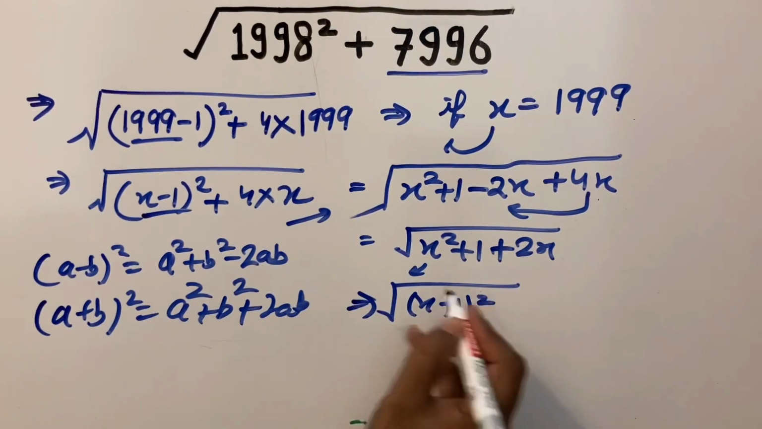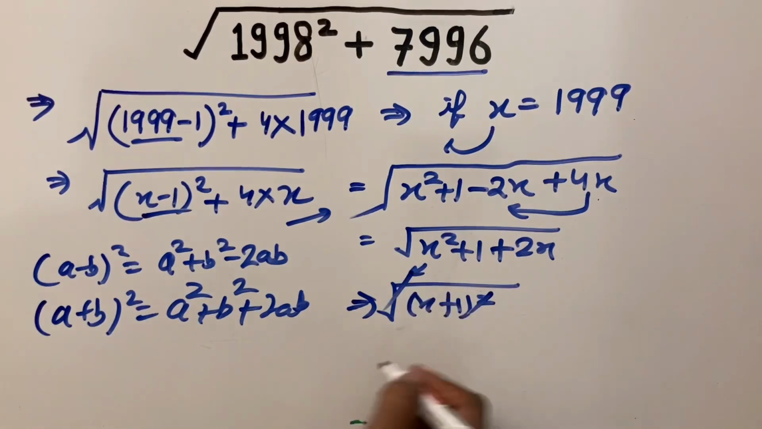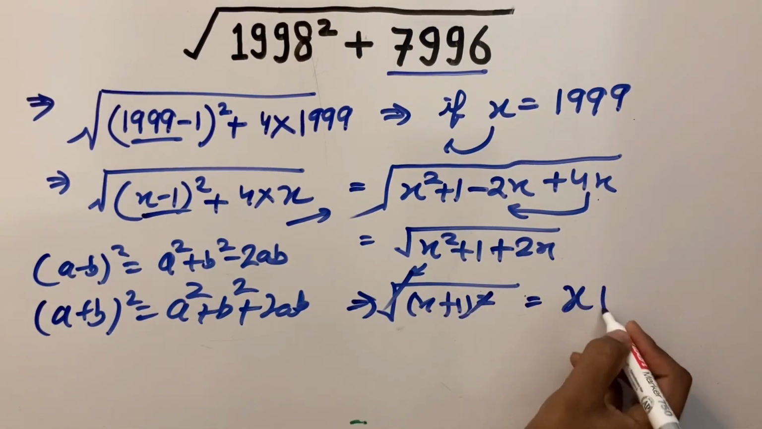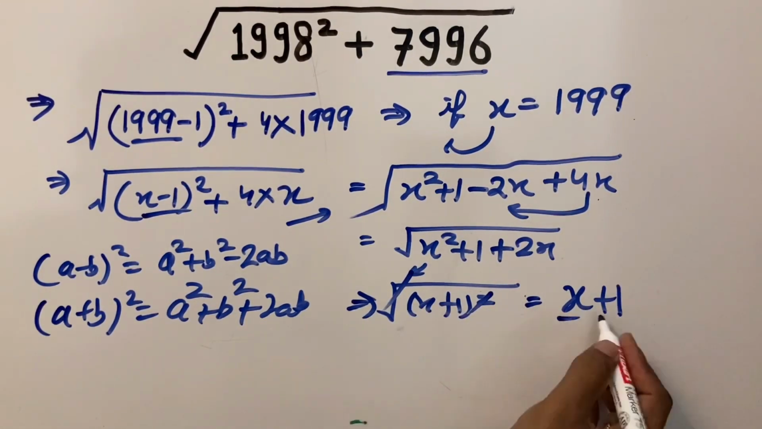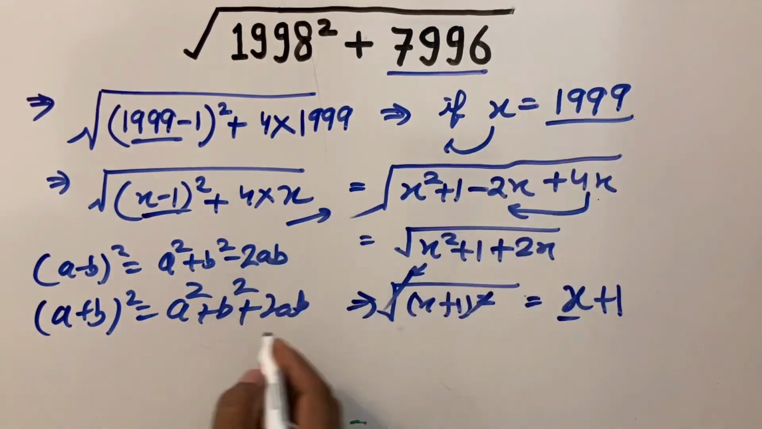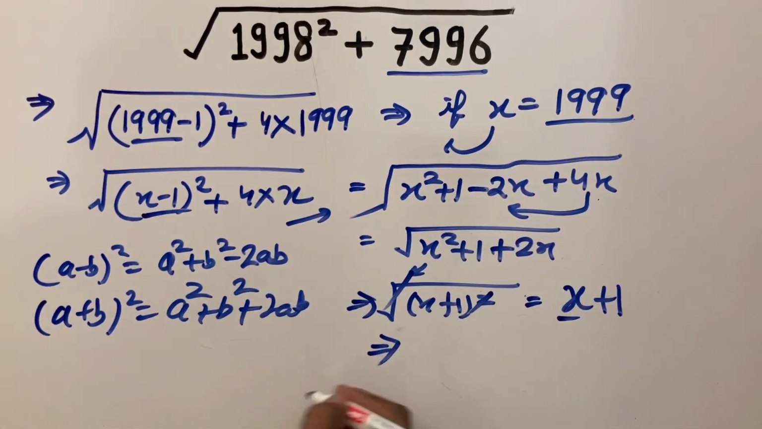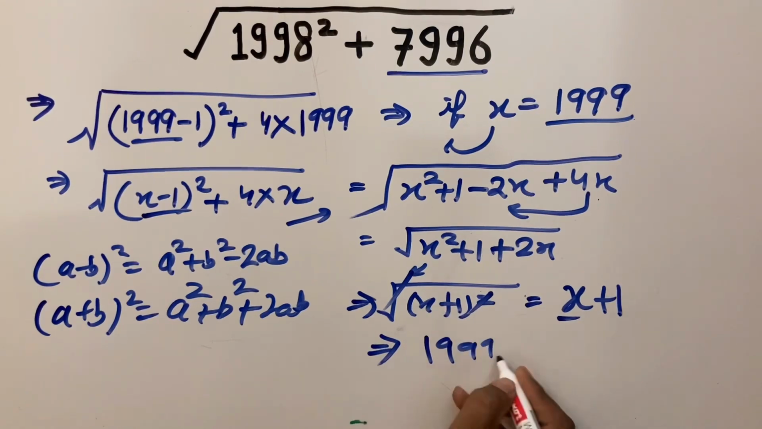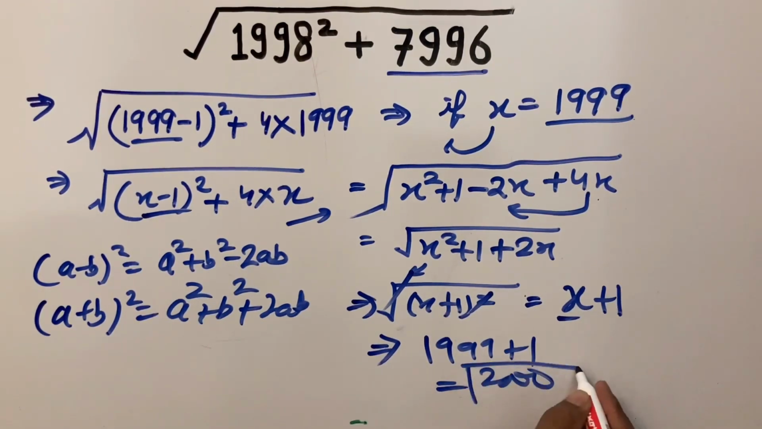of (x plus 1) squared. The square cancels the square root, so this becomes x plus 1, where x equals 1999. So this becomes 1999 plus 1, that is equal to 2000. So 2000 is our answer.